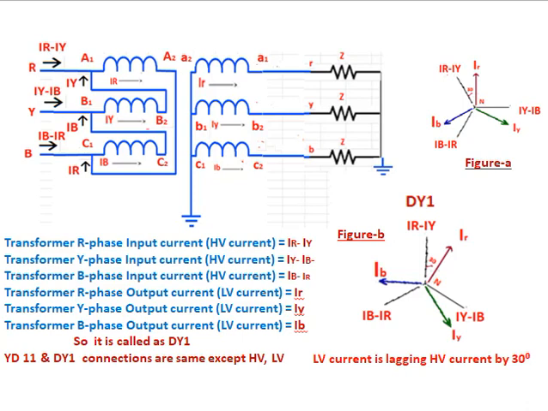But as per our rule, in Dy, the HV side is delta. That is, IR minus IY is the HV side. So if you take IR minus IY as reference, this LV current is lagging by 30 degrees. That is shown in figure B. So it is called Dy1. YD11 and Dy1 connections are the same except for the HV and LV voltages.